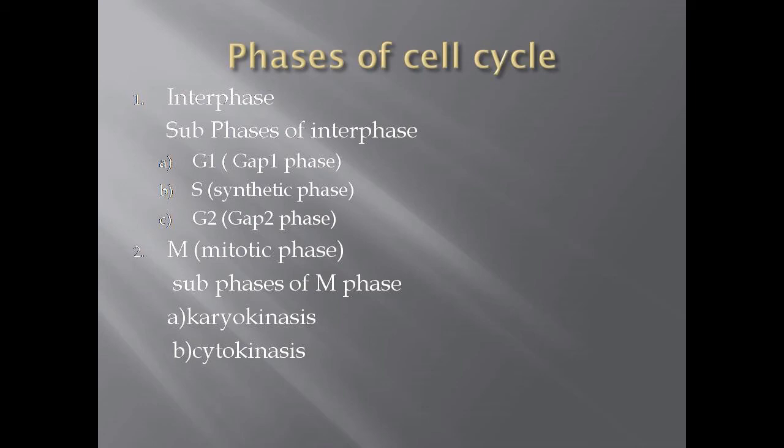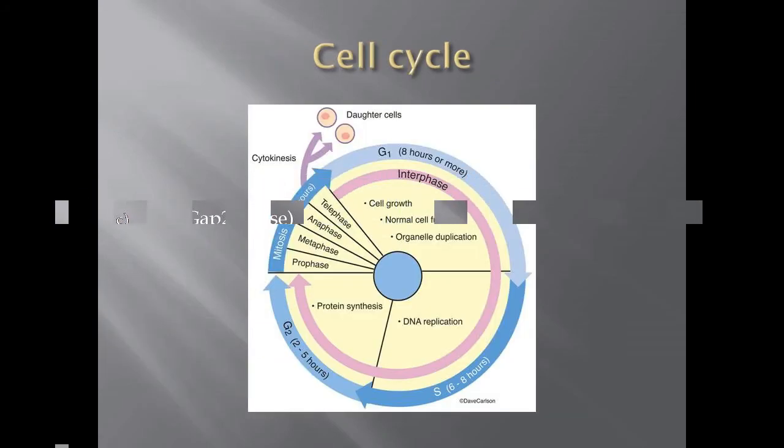The second major phase is mitotic phase, and in this phase division of the cell takes place. There are two minor phases of it. One is karyokinesis and the second one is cytokinesis. Karyokinesis means the division of nucleus, and cytokinesis means the division of cytoplasm, and karyokinesis will be followed by cytokinesis.